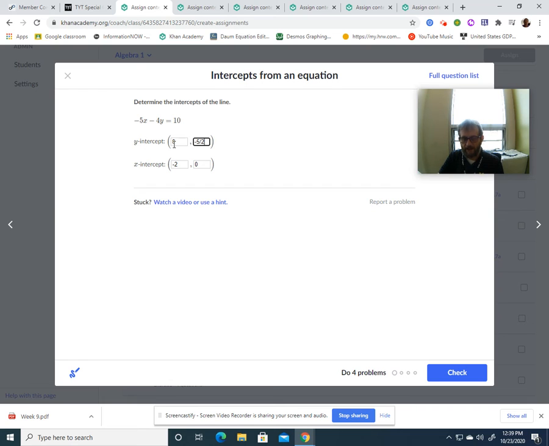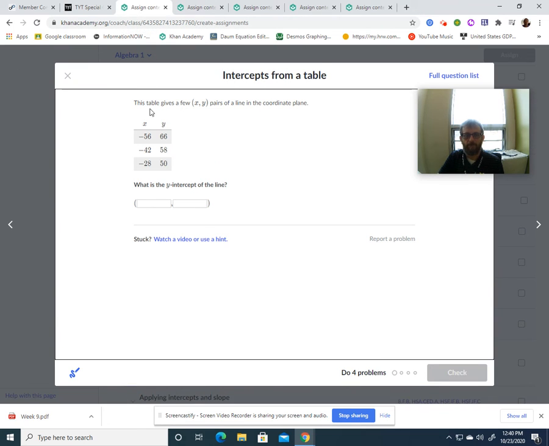So again, y-intercept is when x is 0. This is 0. X-intercept is when y is 0. See, that time I caught my own mistake before I checked it. I had to double check what I'm doing.